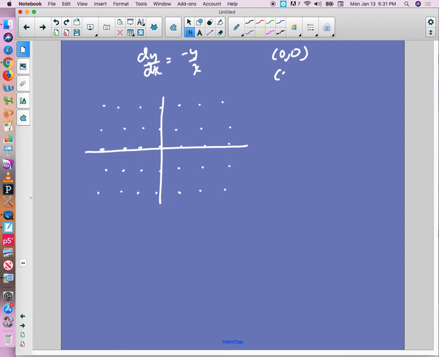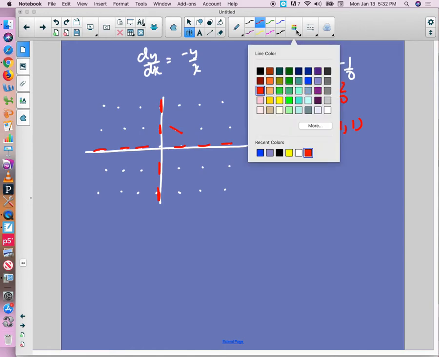All right, at (0, 1) you would get negative 1 over 0, so this one would be a vertical tangent right here. At (0, 2) you would get negative 2 over 0, so vertical, vertical, vertical. The ones on the axis, like (1, 0) and (2, 0), those would be horizontal. It's kind of crazy. All right, then at (1, 1), your slope is negative 1. I'll go back to white now.